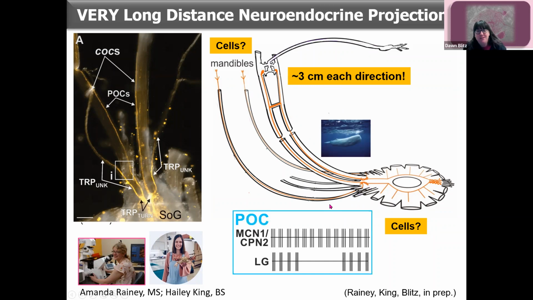But if we put it into a functional context, these are the neurons that activate MCM1 and CPN2 in this manner, and LG, and elicit that chewing motor pattern. So I really want to know where they are and what it is that initiates this particular version of chewing. But we don't know yet.